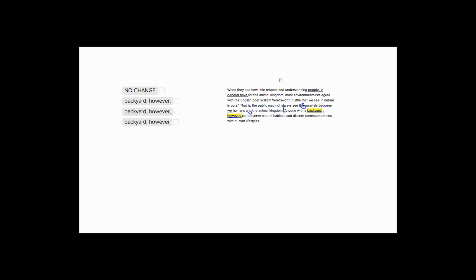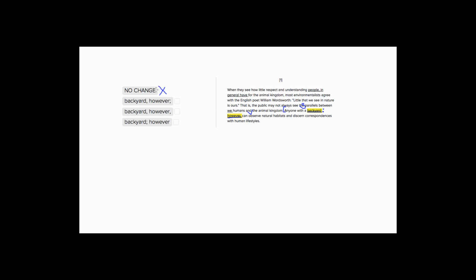Our first choice, we have a colon here. This, anyone with a backyard, doesn't make sense because anyone with a backyard isn't a standalone thought, which is what we'd want before a colon. And it's also separating our subject and our verb. This won't follow logically if we don't know what the subject is going along with. So that won't make sense.